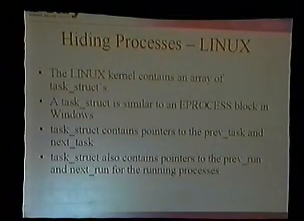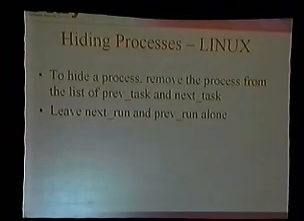Then they also have two other pointers that we'll see why they're important in a moment, called previous run and next run. So to hide a process, you go into its task struct and you modify the previous task and the next task to point around you. You just leave next run and previous run alone.